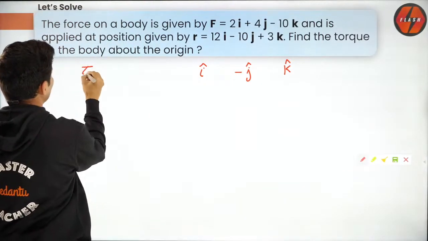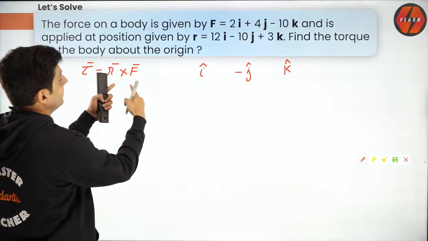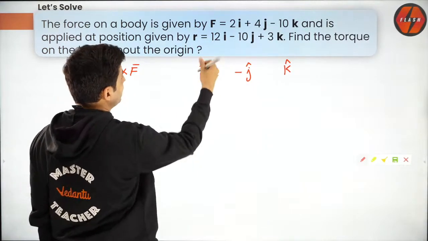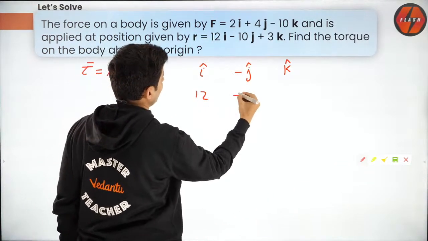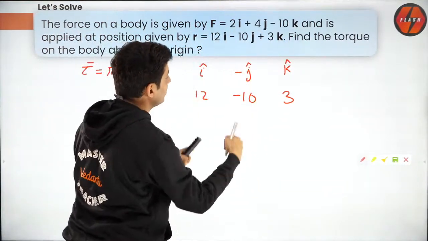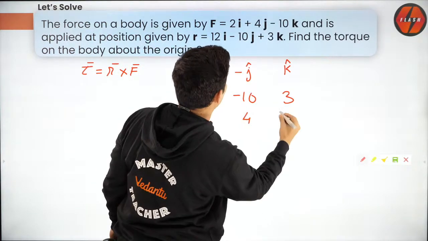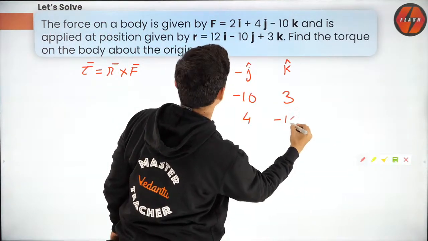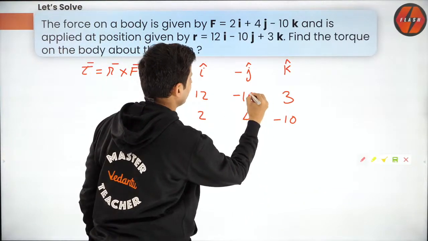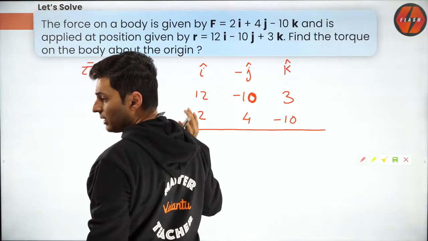Then remember, torque was R cross F. So whichever comes first, write those coefficients first. R's coefficients are 12, minus 10, and 3. The second vector's coefficient should come later on. 2, 4, and minus 10, I believe. Okay, just check this out. This is how it is. This is not 16, this is 10.